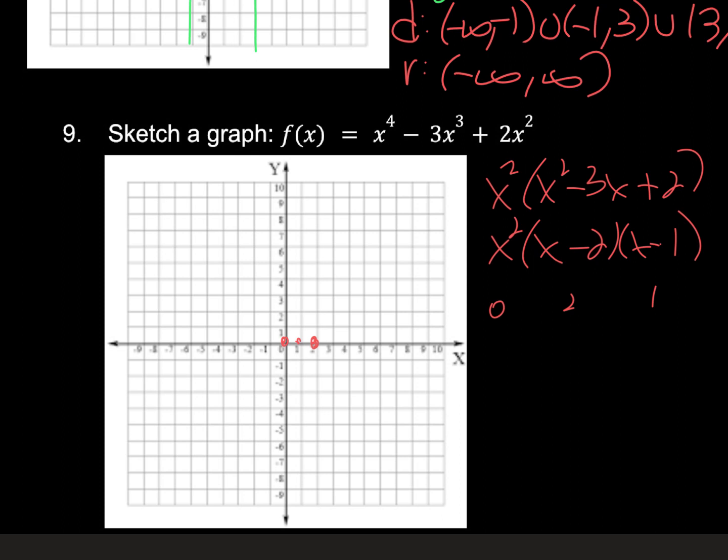All right, because this was even and positive, both ends are going to go up. Also, because the x squared is even degree, it's going to bounce at the 0. So it's going to come down, go through. No, it's not. It's going to bounce at the 0. I just said that. Bounce at the 0, go through the 1, back up through the 2. Something like that right there.